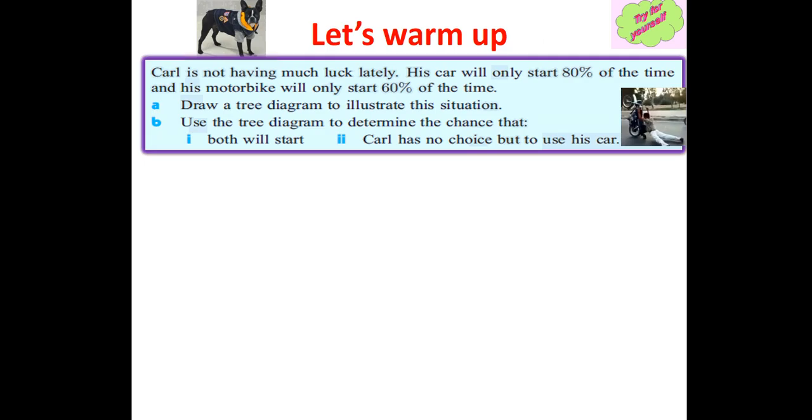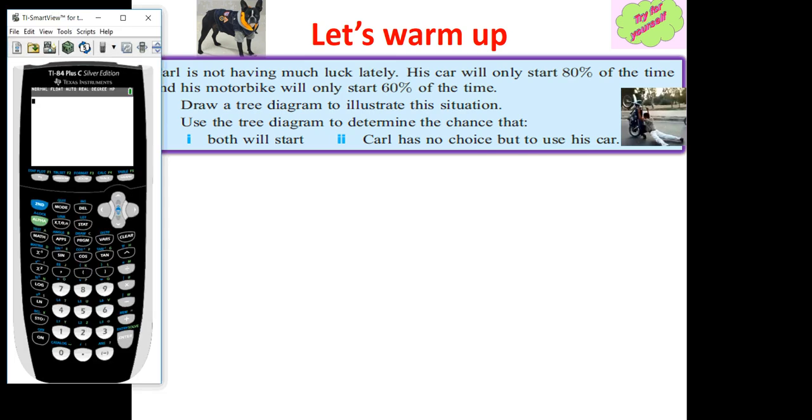Let's warm up. Remember, for this topic you'll need to have your calculators. So make sure you've got your graphing calculator handy. If you don't have your graphing calculator handy, please pause the video and go grab it now, because you'll be using it a lot, like heaps and heaps. Right, so let's check it out.